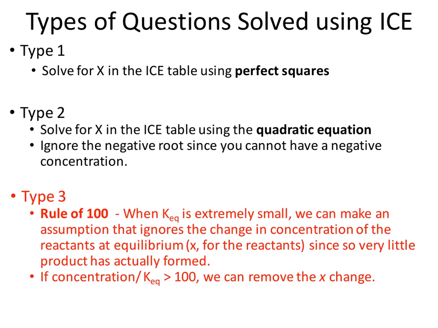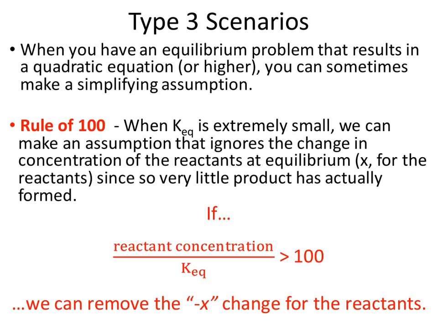So if that change is very small, we can make things a little bit easier for ourselves, and we can assume that there has not been a change, or the change is so negligible that we can actually dismiss it completely. The way that we do that is we use this equation over here. We can look at one of the concentrations and divide it by the KEQ. And if that number that we get is larger than 100, we can remove the change denoted by the X. Again, we can look at a reactant concentration divided by our KEQ. If that is a huge number and bigger than 100, we can safely remove that minus X change.